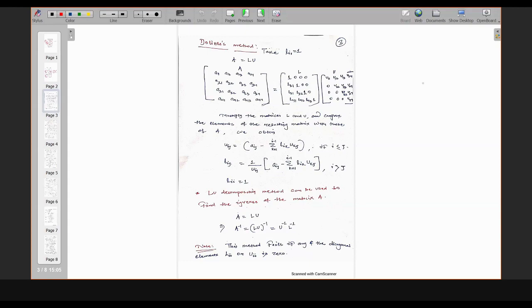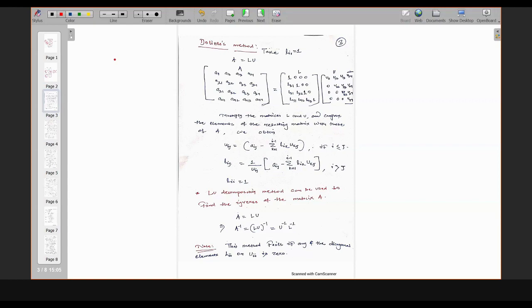In the previous class, I gave the techniques you can apply to solve a linear system of equations. The techniques are the Gauss elimination method, and there are two types: one with pivoting, and the other without pivoting.